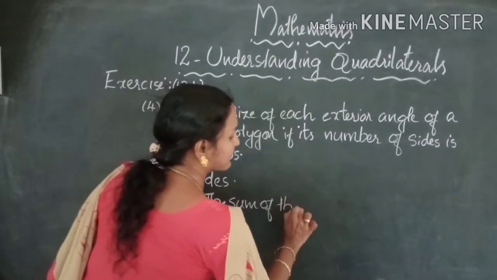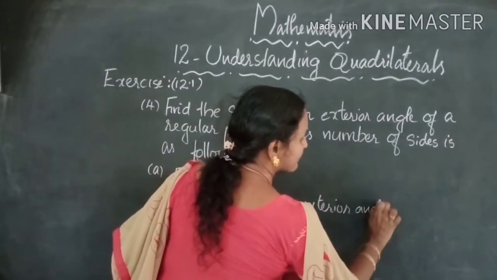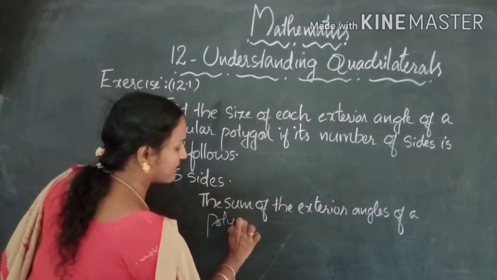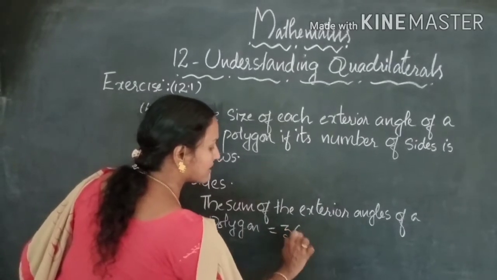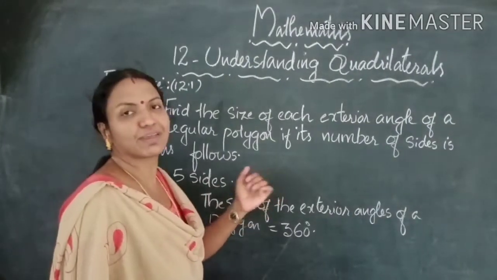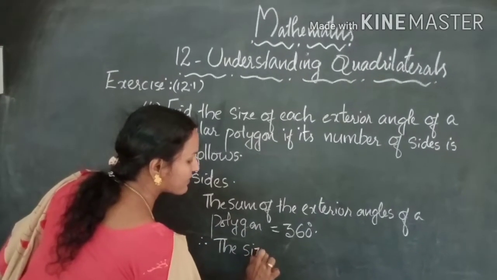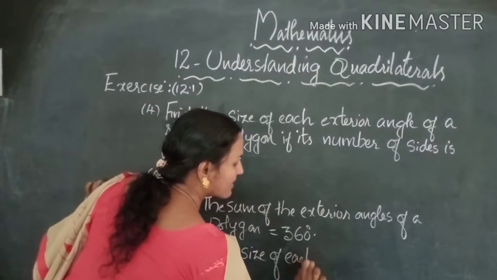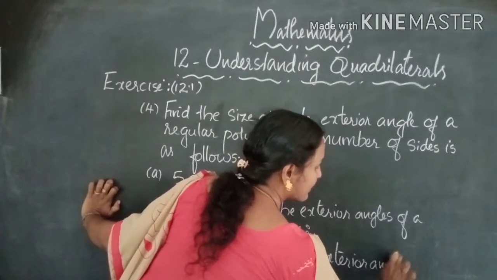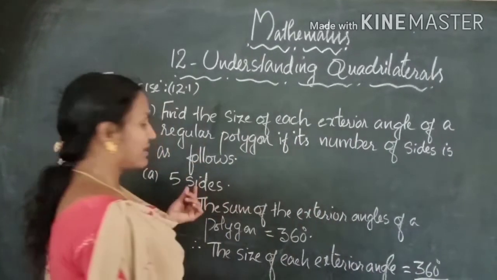The sum of the exterior angles of a polygon is equal to 360 degree. You have to find the size of each exterior angle. Therefore, the size of each exterior angle is equal to 360 divided by, here the number of sides, 5.